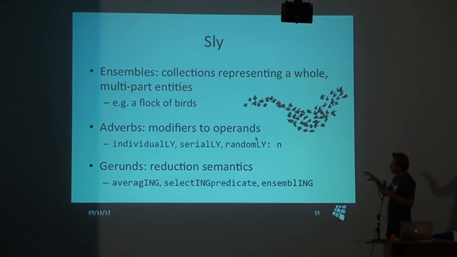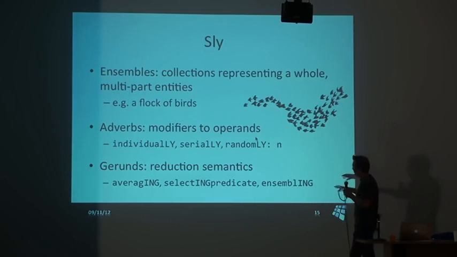Okay, the gerunds are basically the reduction semantics, or to say that the other way around, it's a way to treat the result of the operation. And as you can imagine, ensembling is the standard behavior. Every time you send a message to an ensemble, it will be applied to all the elements, and what you get back is a new ensemble with the results of that message.